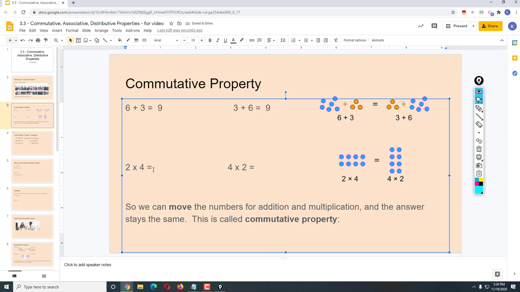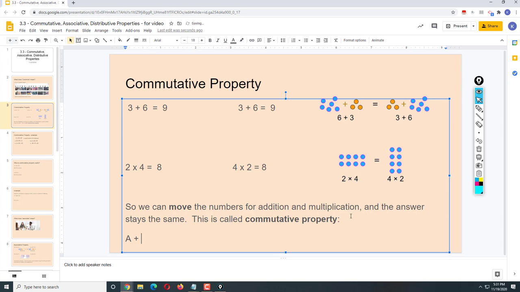2 times 4 is 8. 4 times 2 is also 8. So we can move these around. So for example, I can move the 3 over here, in front of the 6, and the answer is the same. This is called the commutative property.